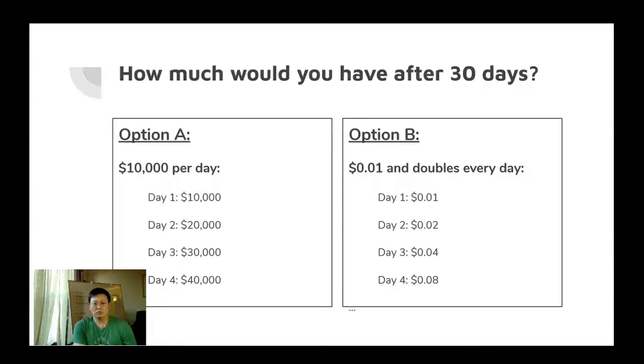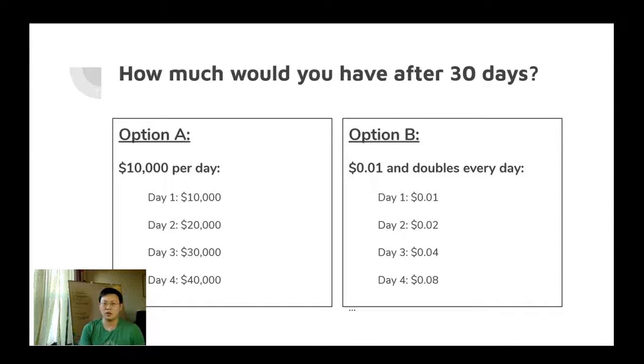So let's look at an extreme example of why compound interest matters. Now on the left side, you have option A. And this, by the way, this example, if you've heard of or you've seen something like this before, you may not be as surprised, but if this is your first time, you will be very surprised at the results. Anyways, so option A, if you were to get $10,000 every day for 30 days, what would you have at the end of the 30 days?